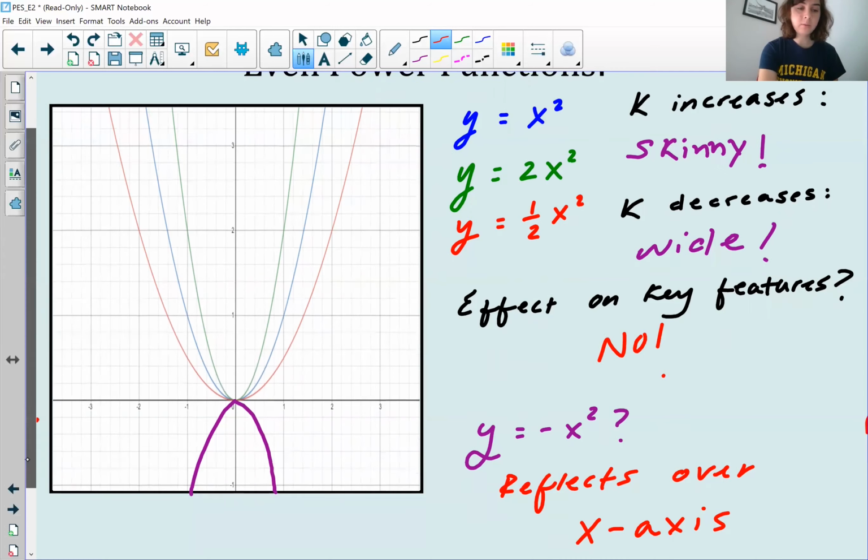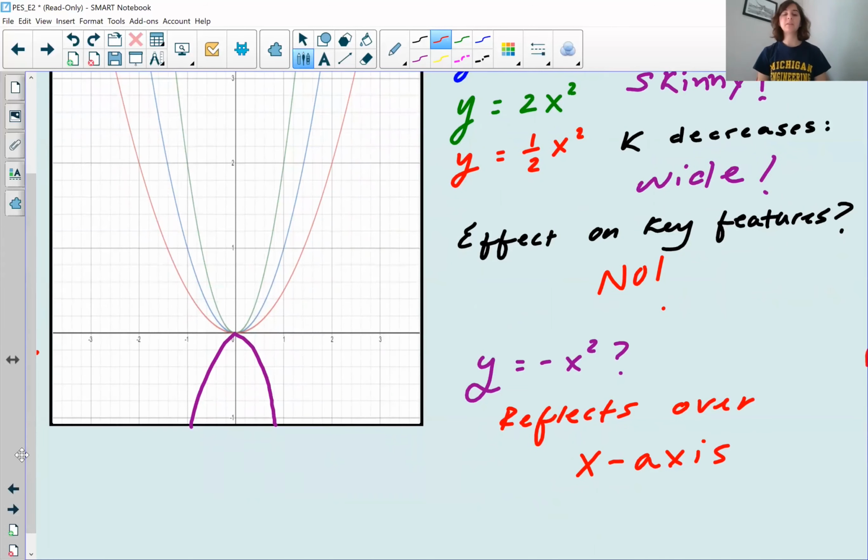But what if we changed the sign of k? So if we had a -k, and I drew it in purple on the left, the graph is going to reflect over the x-axis. That's because when you put a negative sign in front of the x, you're basically changing the sign of all the outputs. So everything that was positive now becomes negative. Everything that was negative becomes positive. And that's why it reflects over the x-axis.